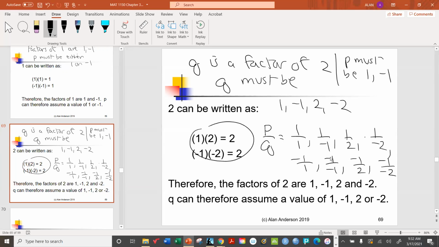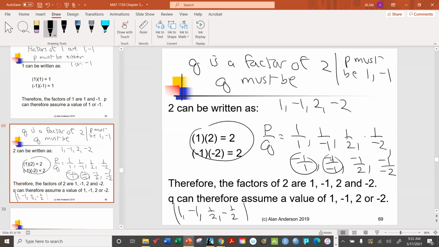So what do we actually have here? Let me write the list down here. We got 1, negative 1, a half, negative a half. All right, we've already got this one. We've got this. Oh, all right. Well, it wasn't as bad as I feared because a lot of them are repeated. The 4 possibilities are 1, negative 1, positive a half, and negative a half.